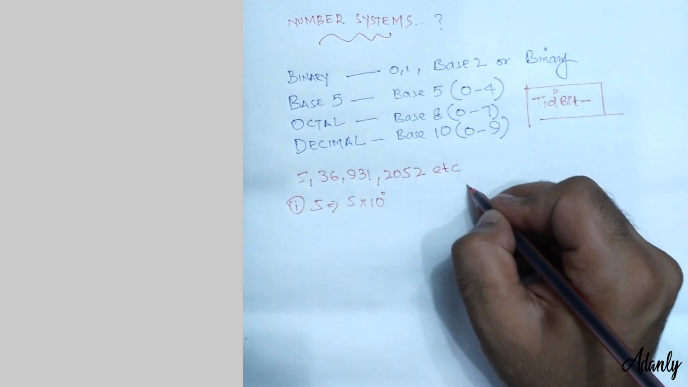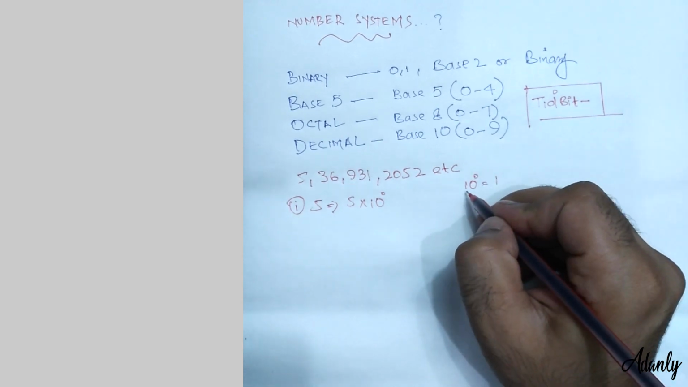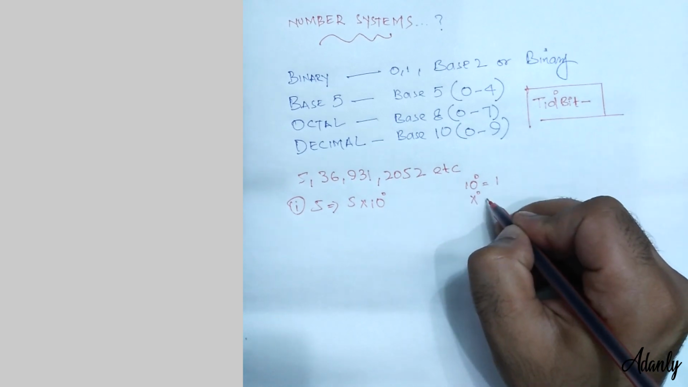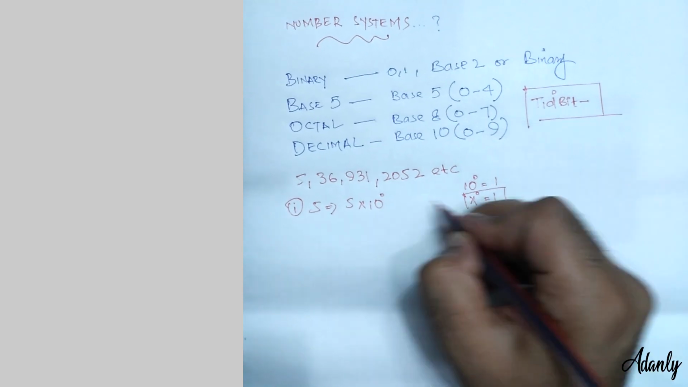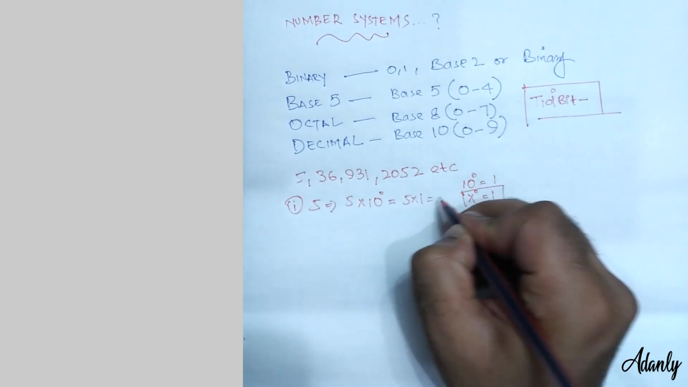Remember that 10 raised to the power 0 equals 1. Anything raised to the power 0 equals 1. For example, generally we will say x raised to the power 0 equals 1. So it will again become 5 multiplied by 1 equals 5.